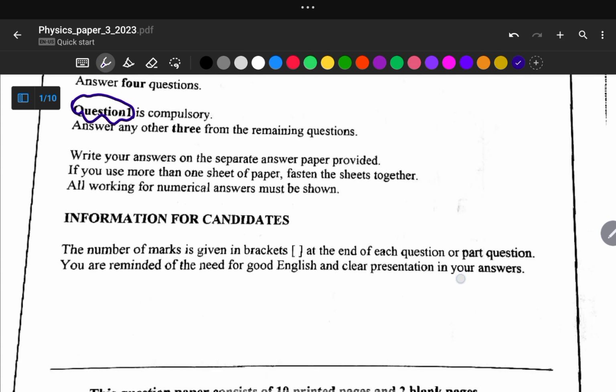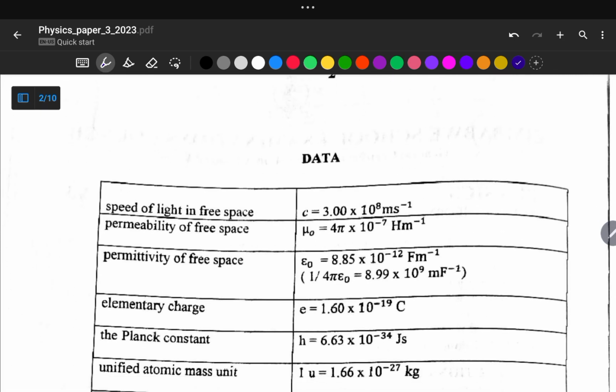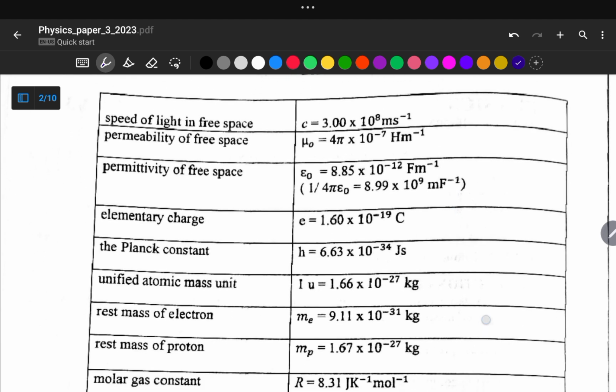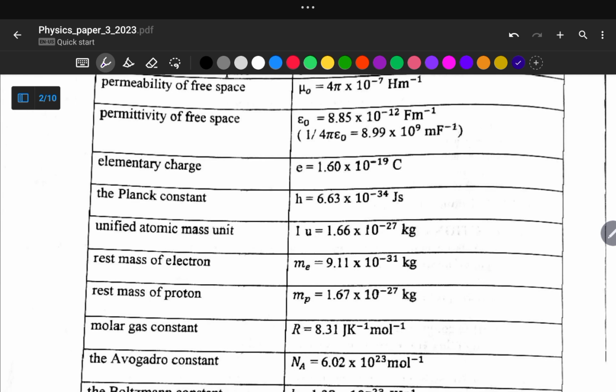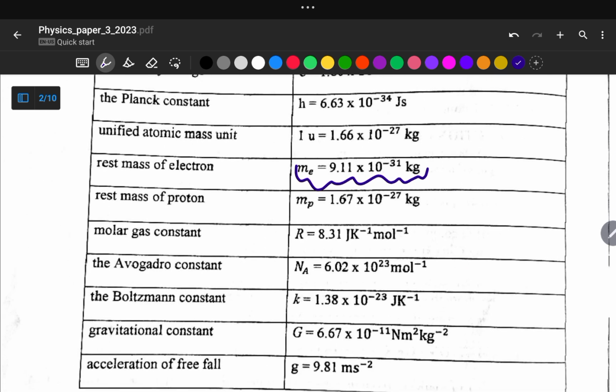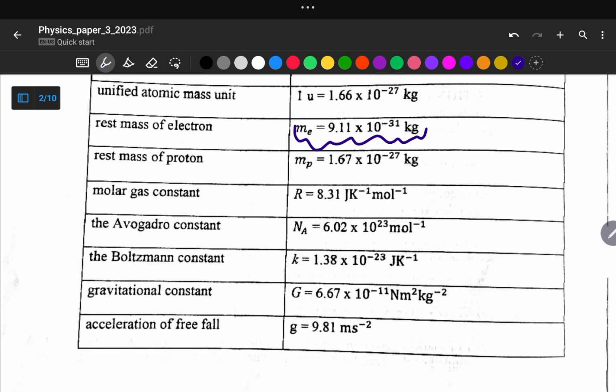Okay, so there's another piece of information. There's this data: the speed of light in free space, the permeability of free space, the permittivity of free space, the elementary charge, the Planck constant, and the rest mass of electrons. So we should take note of this one: 9.11 times 10 to the power negative 31 kg. This is the rest mass of an electron, and the Avogadro constant and Boltzmann constant 1.38 times 10 to the power negative 23 joule per Kelvin.